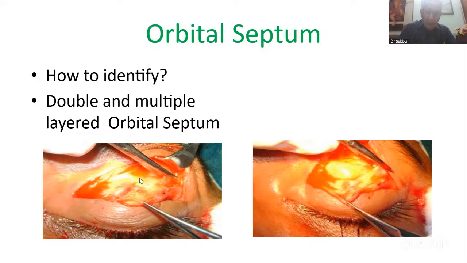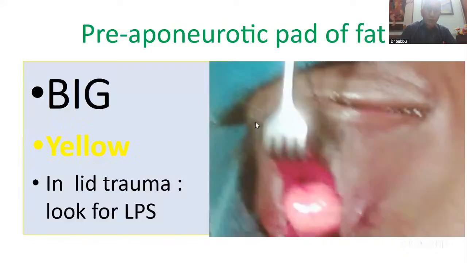There is one more layer that I am cutting, and after the second layer, you can see a big yellow flocule of fat. This is the pre-aponeurotic pad of fat. So there can be double and multiple layers of orbital septum, that you must be sure of. After you cut the orbital septum, next you have the pre-aponeurotic pad of fat.